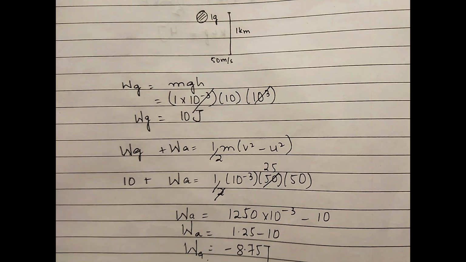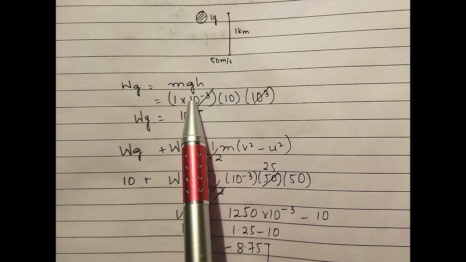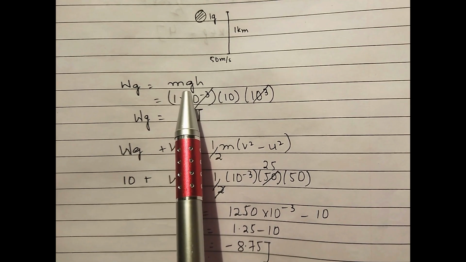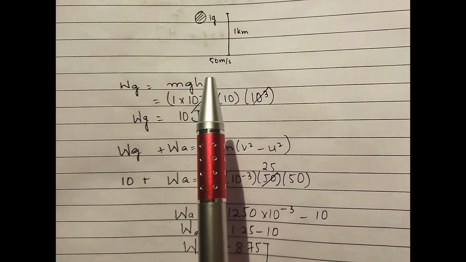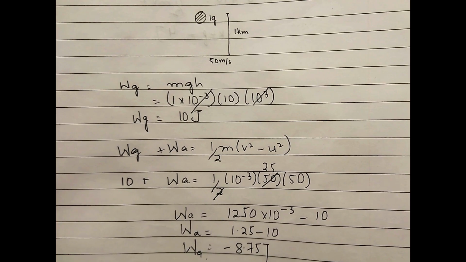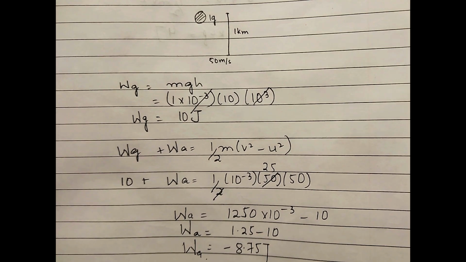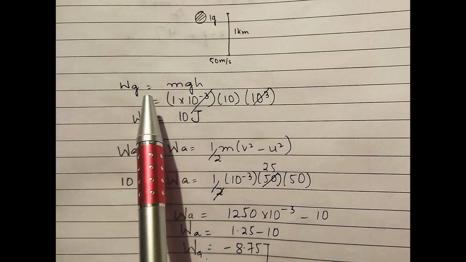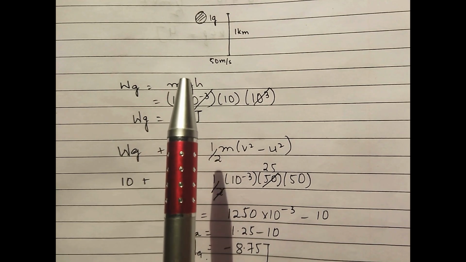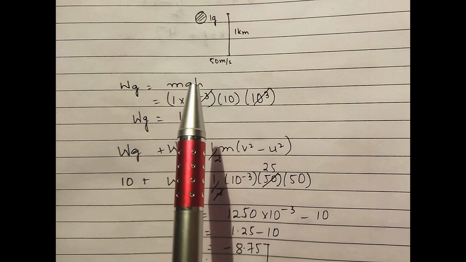Now, the work done by the gravitational force, we know it's equal to mg, that is the gravitational force itself, multiplied by the height through which the object falls or rises. If it falls, then it's moving in the direction of the gravitational force, so it's going to be positive, and if it rises, it's going against the direction of the gravitational force, hence the work done by gravity in that case is going to be negative. Now, if we look at the work done by gravity in this case, it's going to be mass into acceleration due to gravity into height.